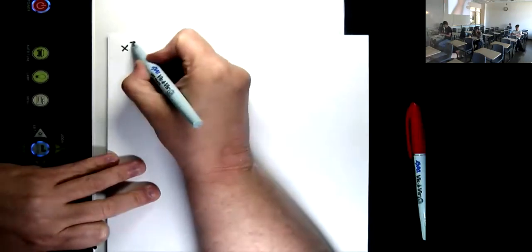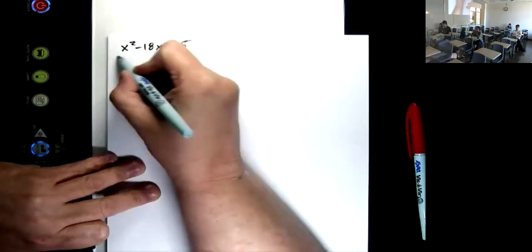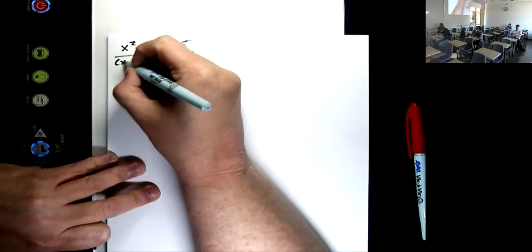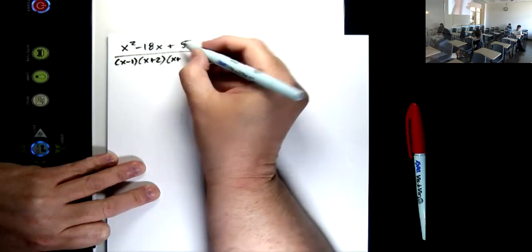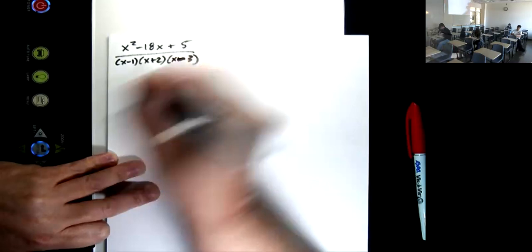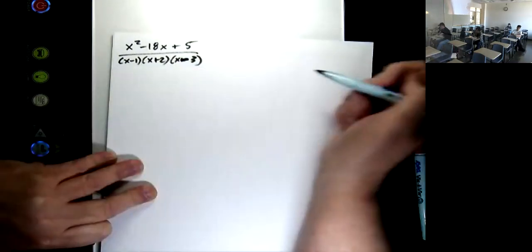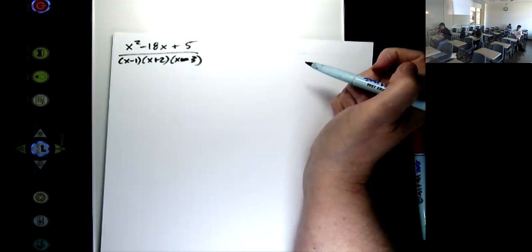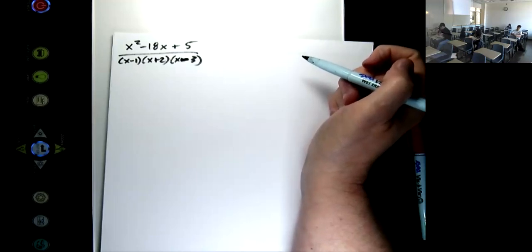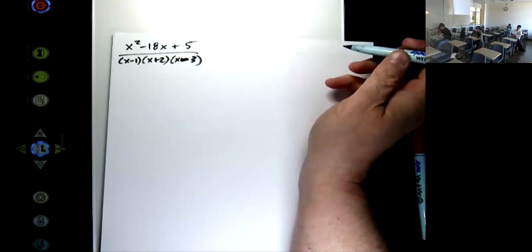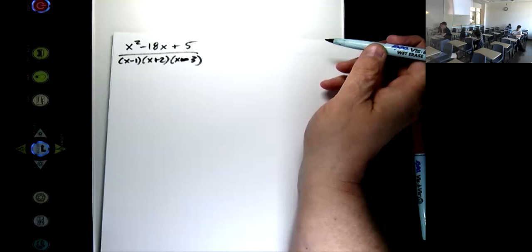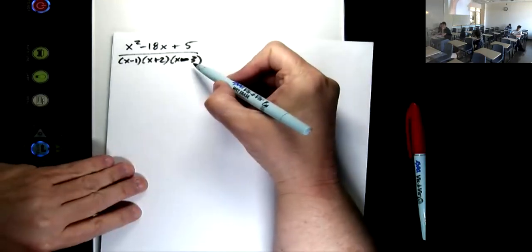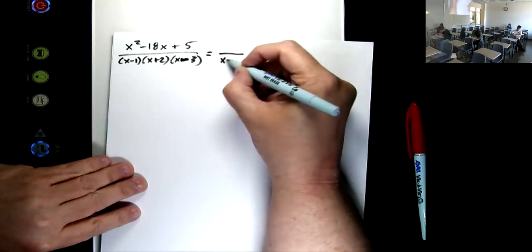x squared minus 18x plus 5 over x minus 1, x plus 2, x minus 3. Okay, so each of these only show up once and there's no x squareds on the bottom. We just make each one a denominator.